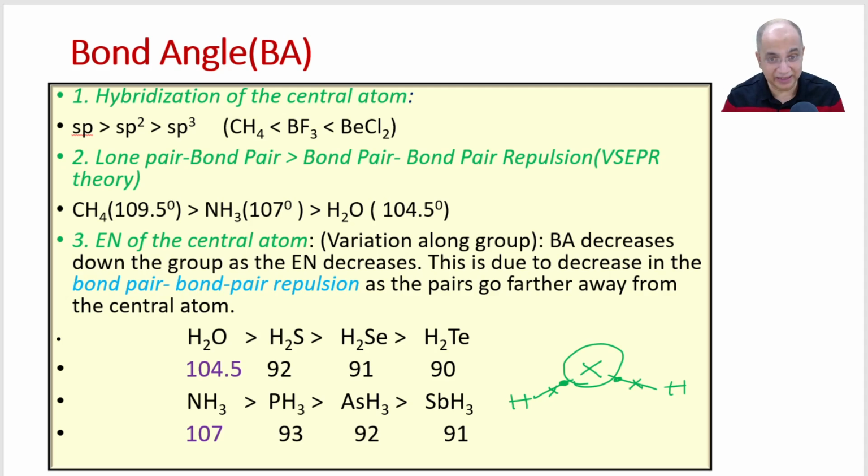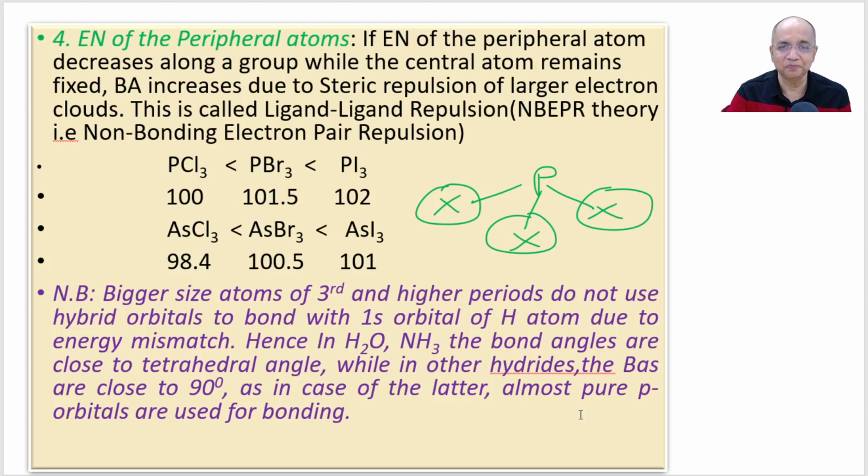And there is a minor change, a decrease, and this decrease is explained because these pairs go a little further away from the central atom. With the decreasing electronegativity, the repulsion slightly decreases, and the bond angle also decreases.